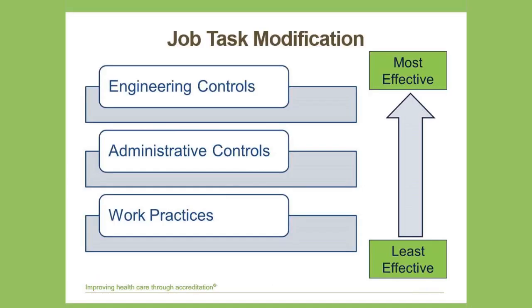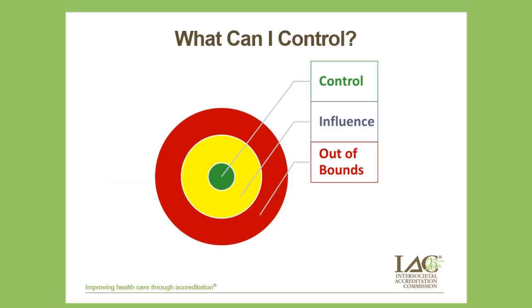Here's the challenge, though. And this always drives me crazy. So the most effective job task modification occurs because of engineering controls, and it's probably the thing we have the least control over. Administrative controls, workload, scheduling, those sorts of things is sort of in the middle. And then the work practices, the thing that we have the most control over is the least effective in terms of job task modification. So what that comes back to is us focusing on what we can control.